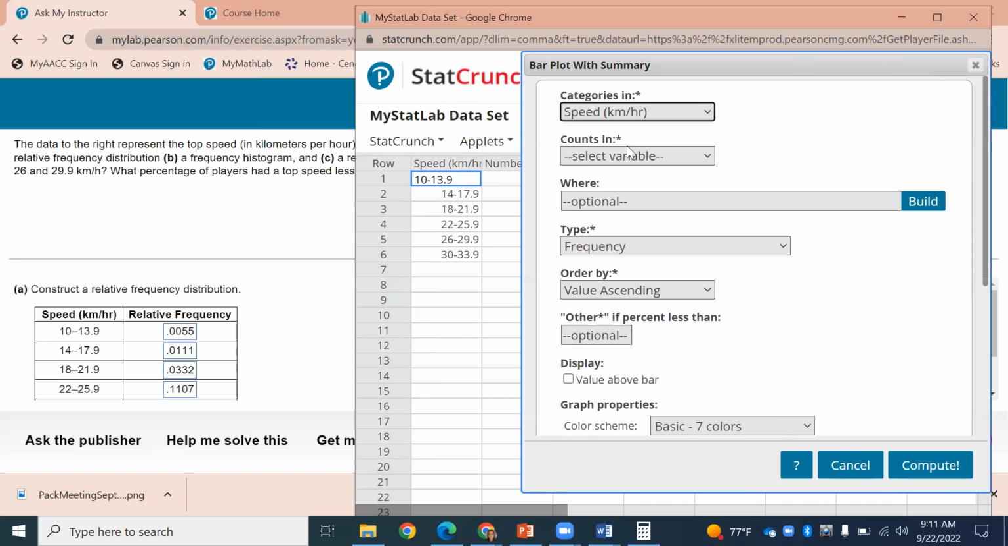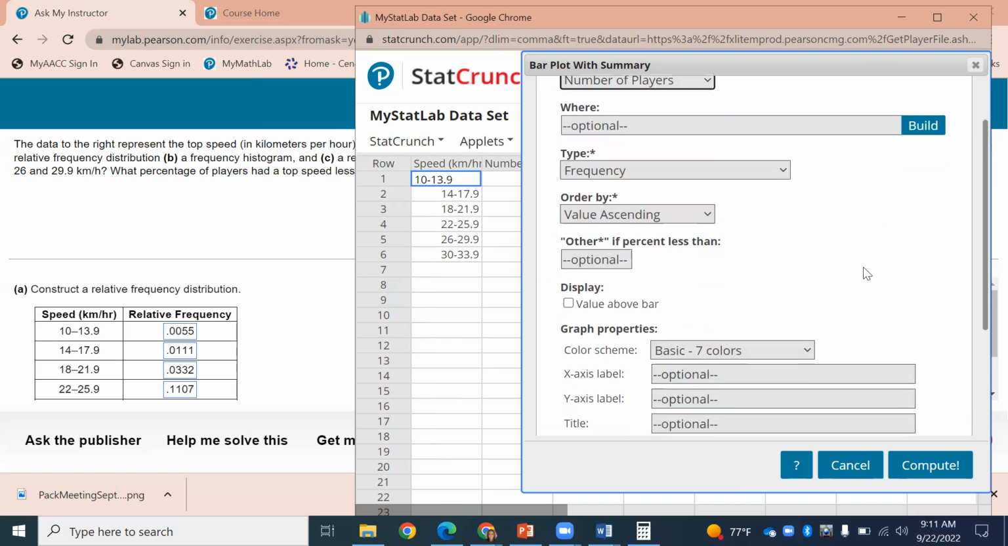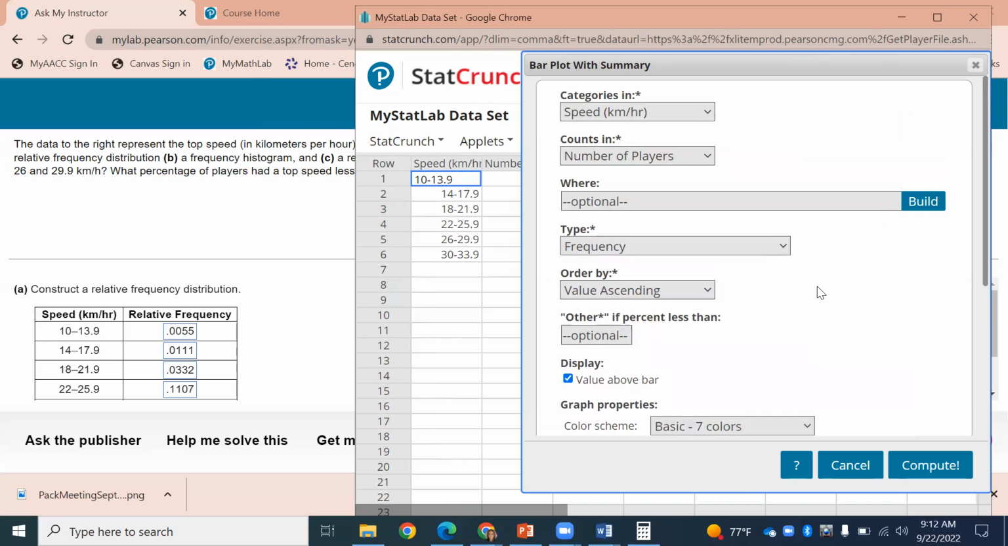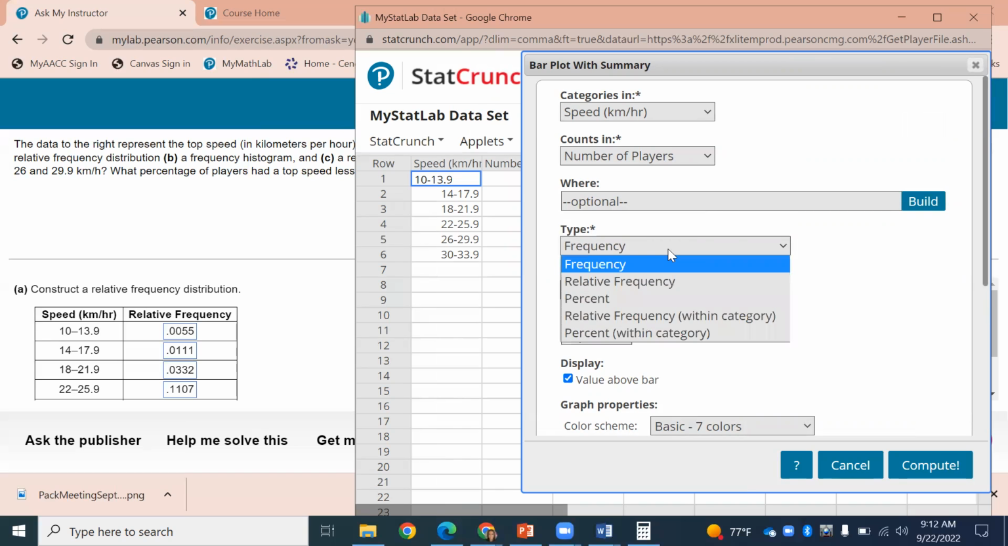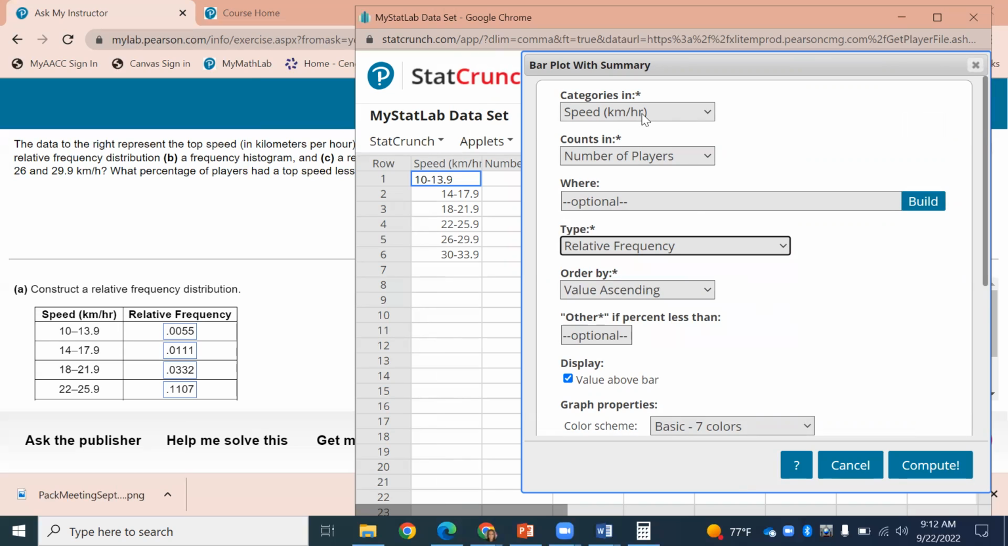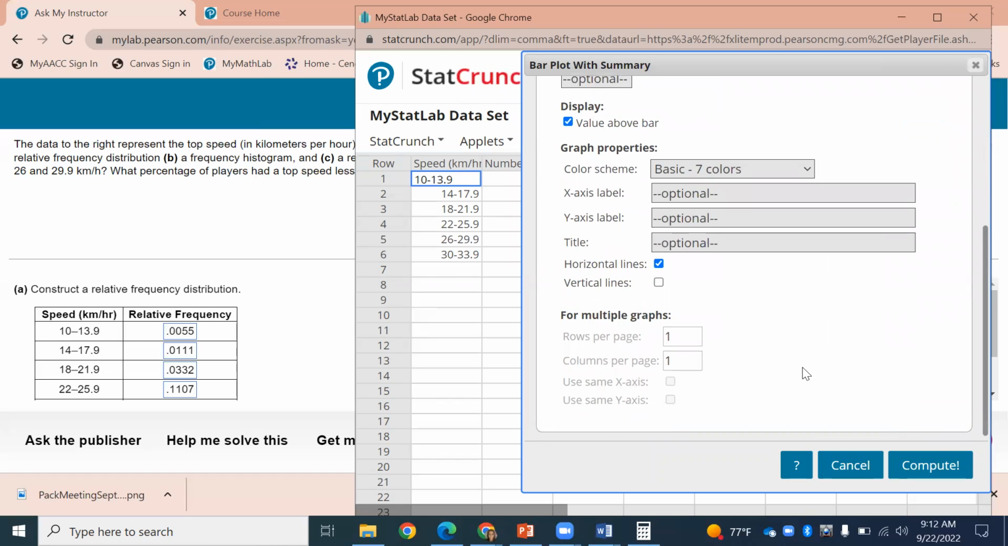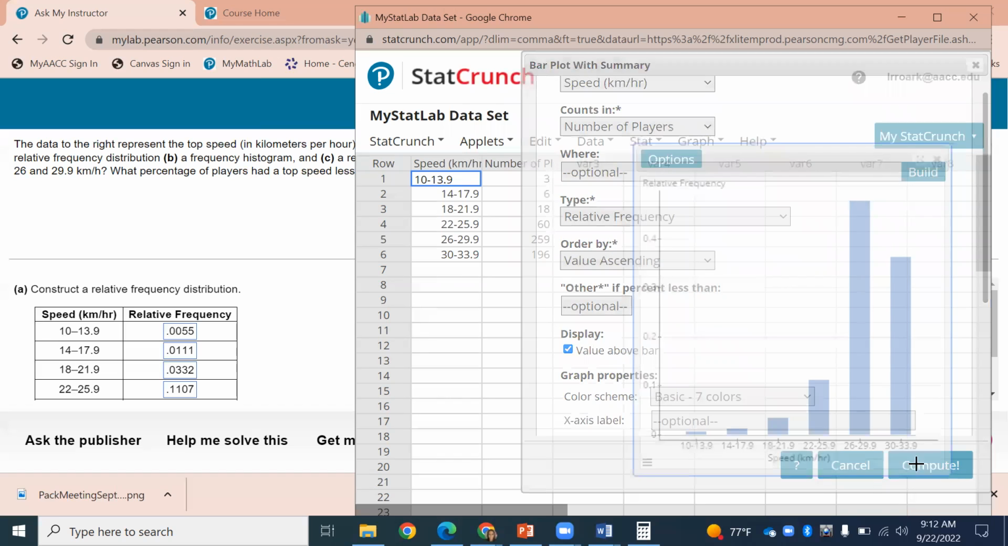The categories essentially are just by the speed groups that we already have, and then they count in the number of players. Okay, so again, we're not asked to create a bar graph, but it's just kind of a little bit of a workaround. I also can select relative frequency, okay, for type. So I have my categories in speed, my counts and number of players. My type is relative frequency, because that's what I'm trying to get them to do. And I'm going to select value above bar. So it just tells me it right there.